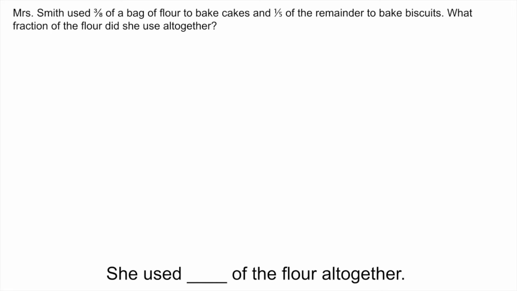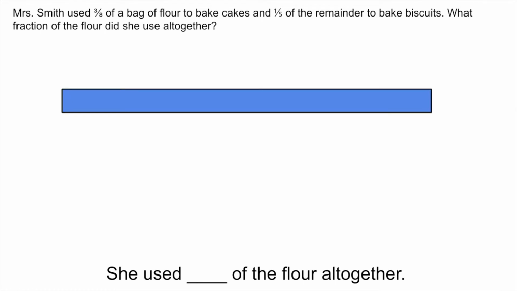I'm told that Mrs. Smith used 3/8 of a bag of flour to bake cakes and 1/5 of the remainder to bake biscuits. So I can't show 1/5 yet because that's of the remainder. I first have to show that Mrs. Smith used 3/8 of the bag of flour. So I'll draw a bar, and to show 3/8, I'll break it up into 8 parts, and I can label 3 of them cakes. That's what she used to bake the cakes.